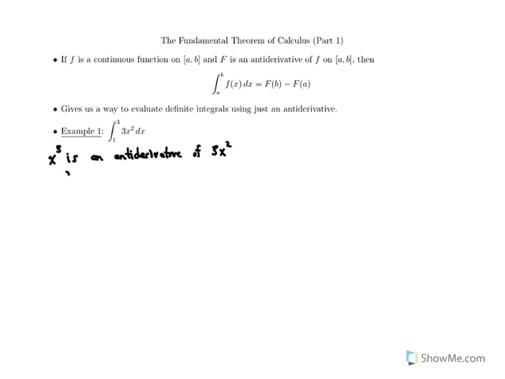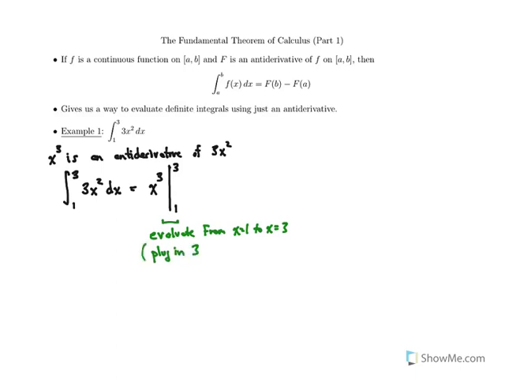So what we're going to do is some notation to deal with this integral. We are going to write an antiderivative, x cubed, with a little vertical bar with a 1 on the bottom and a 3 on the top, corresponding to the bounds at the beginning. This bar means to evaluate from x equals 1 to x equals 3. And what that's going to mean is we are going to plug in 3, and we're going to subtract plugging in 1. This is exactly this F of b minus F of a in the statement of the theorem.